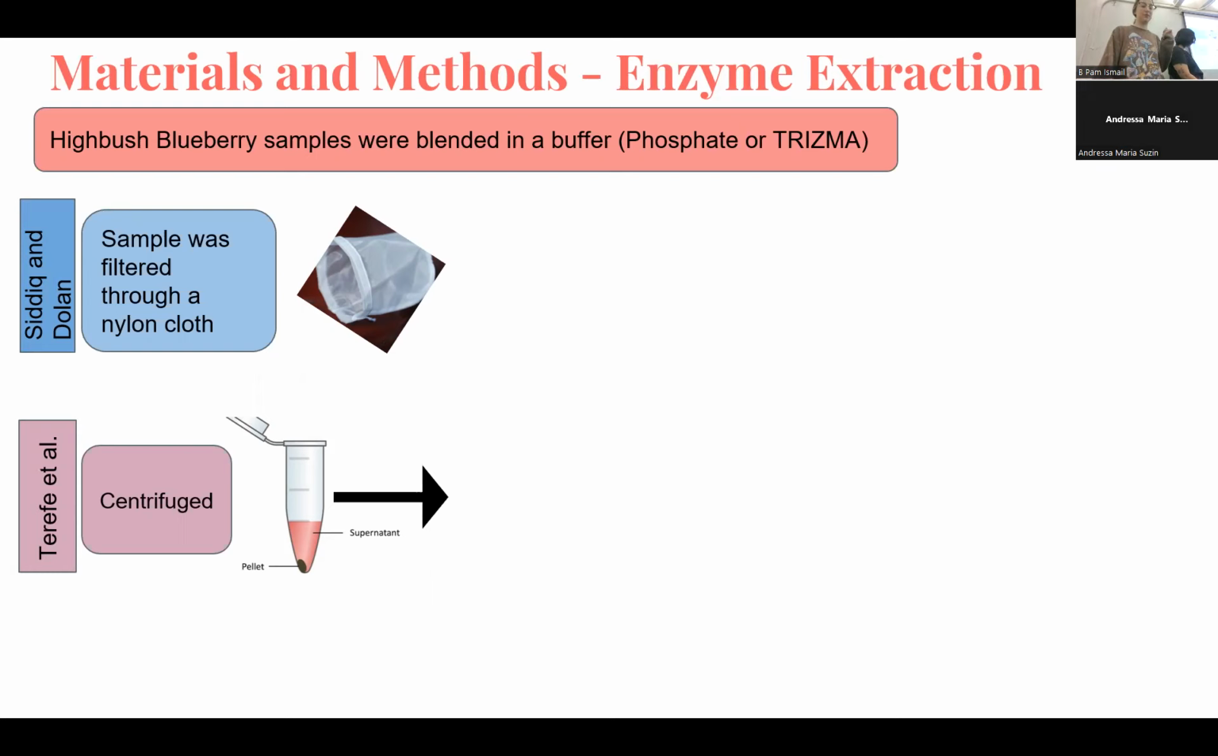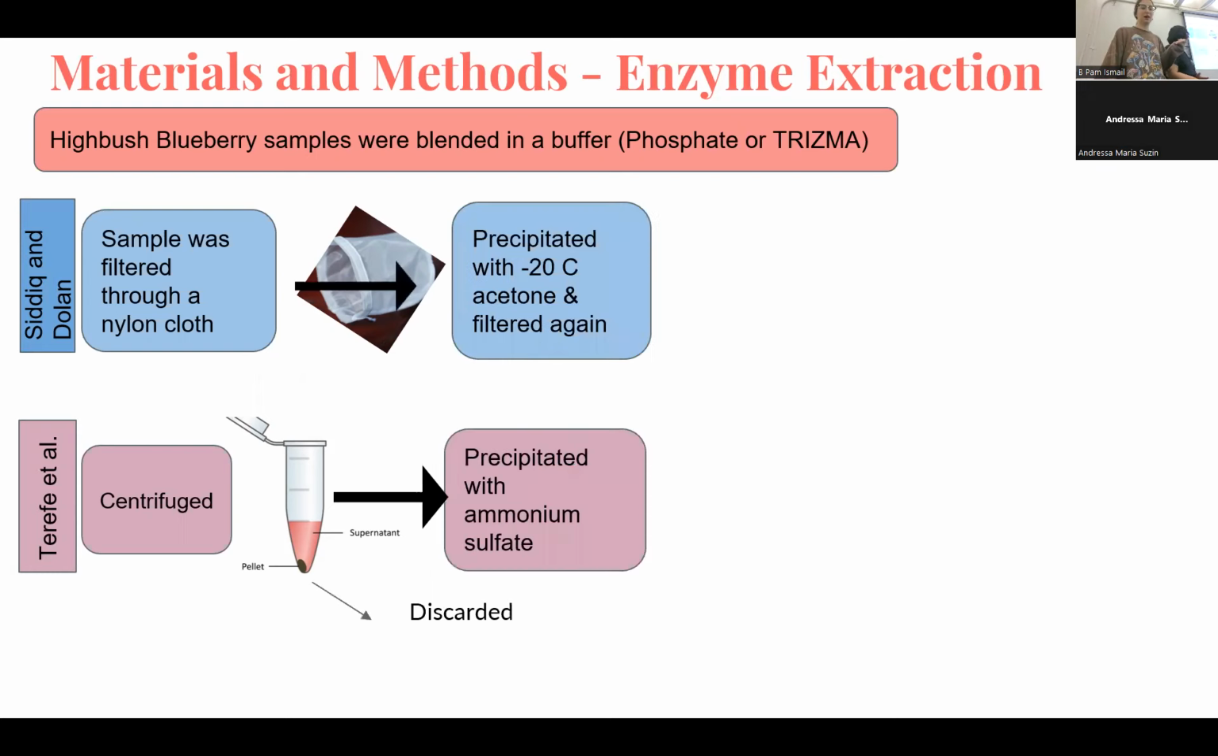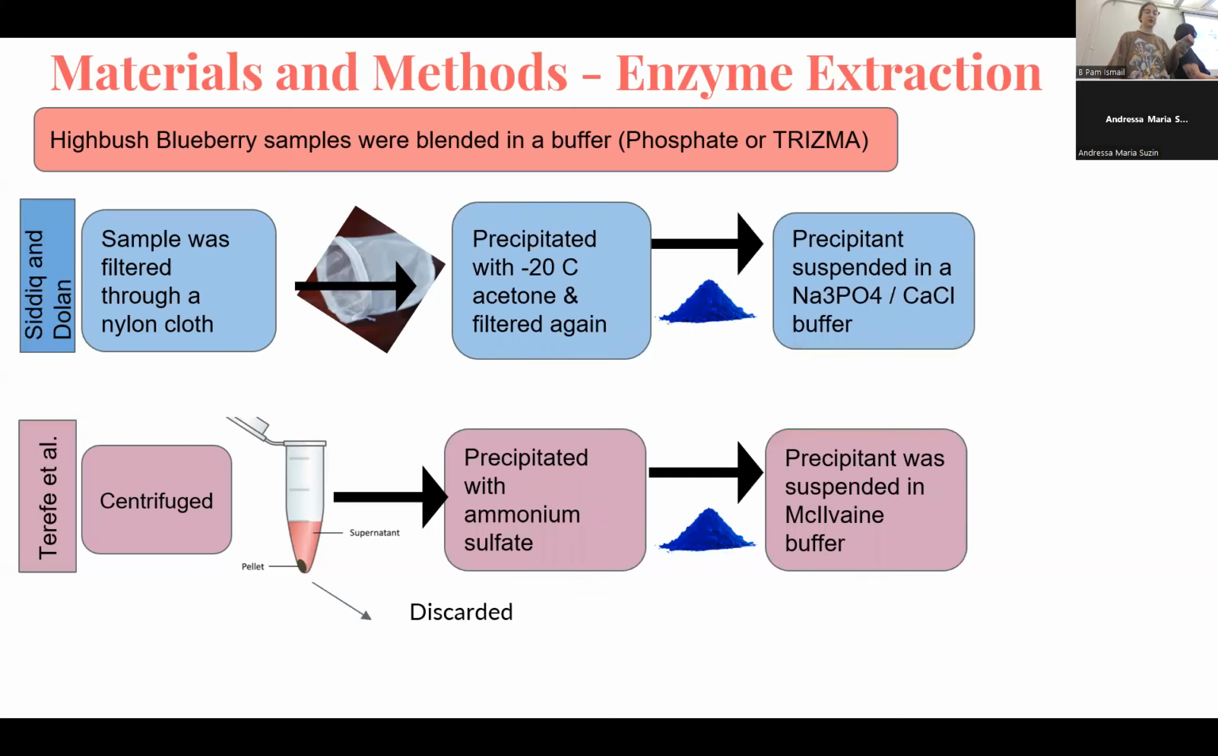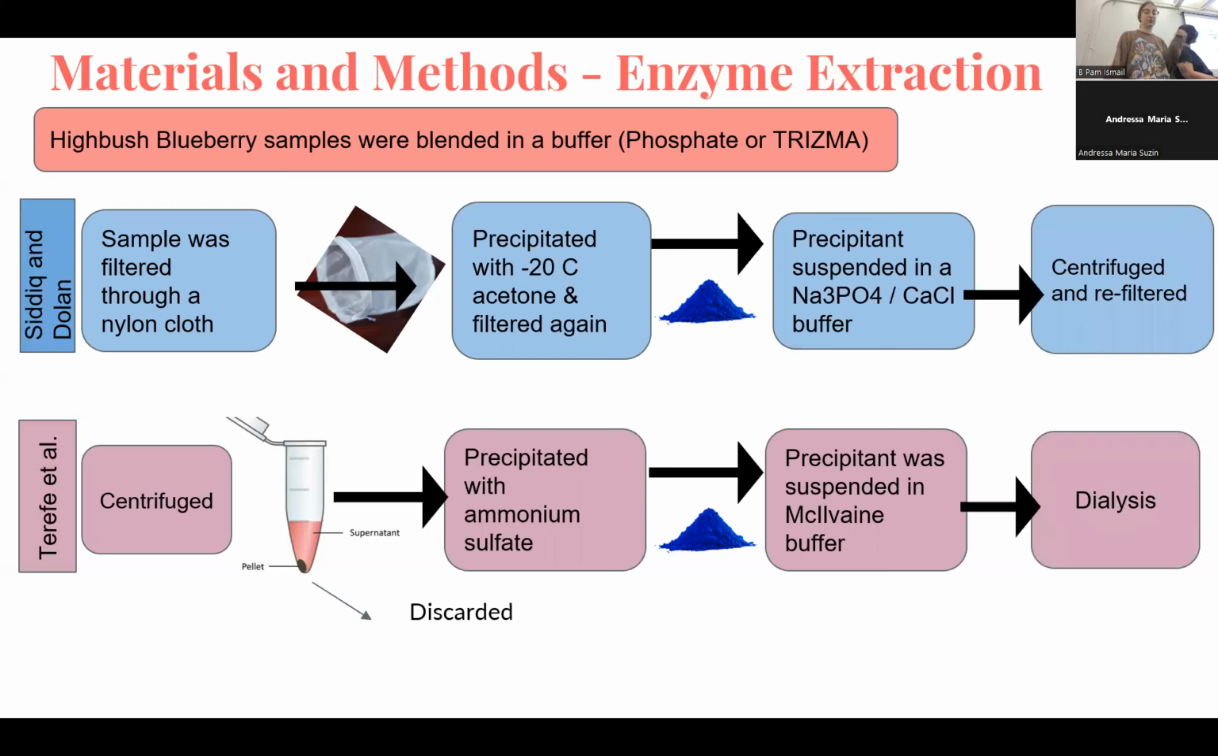The supernatant was kept, but the pellet was discarded. Afterwards, that supernatant and juice was precipitated. For Siddiq, it was precipitated at a low temperature with acetone and then filtered again. For Terefe, it was precipitated with ammonium sulfate. Then that precipitate was resuspended in a buffer for both. For Siddiq, to get the partially purified polyphenol oxidase, they centrifuged and refiltered, while for Terefe, they just did dialysis. For both of them, the result was a partially purified polyphenol oxidase.